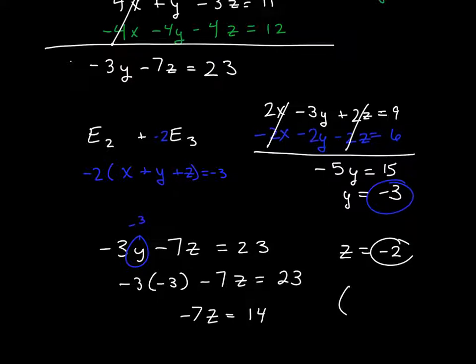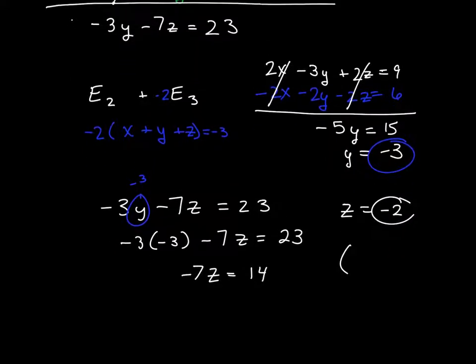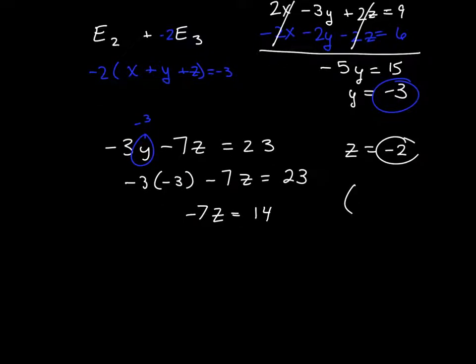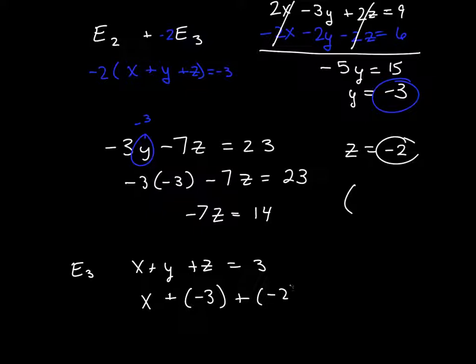Now, you just take the x, the y and the z that we just solved, and you can plug it into any of the three. I'm going to choose equation 3 for that. And equation 3 was x plus y plus z is equal to negative 3. And we already have two of those solutions. So to find x, I say x plus negative 3 plus negative 2 is equal to negative 3. And I find out that x is equal to 2.